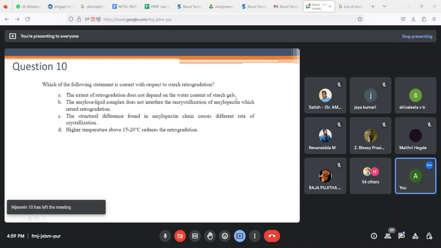Is it true or false? What do you think is the answer? False. The answer is false, because when there is extremely high water content, everything will become very dilute. So now your starch will not be able to come together and aggregate. So there's a certain concentration, a certain water content that is required to enable retrogradation. If it becomes very, very dilute, it will not be able to retrograde or come together. So A is false. It does depend upon the water content of the starch gels.